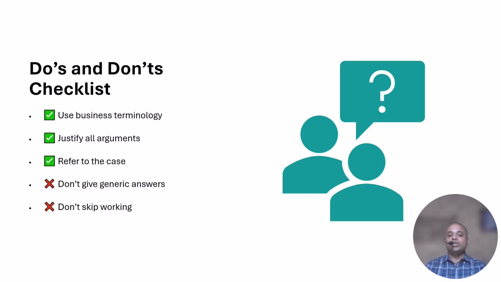Do check your units, dollars, percentages, and time, days, months. Get them right. One missing unit can cost a full mark. It's avoidable. Now, don't leave your working blank. Even if your final answer is wrong, working can still earn you method marks.